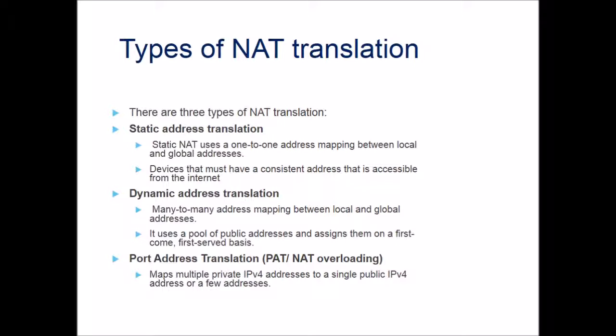PAT maps multiple private IPv4 addresses to a single or a few public IPv4 addresses. The ISP assigns one address to the router, but members of the household can access the Internet at the same time. With PAT, every private address is also tracked by a port number.